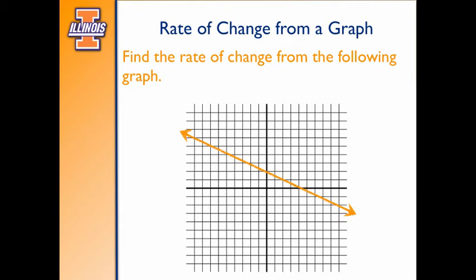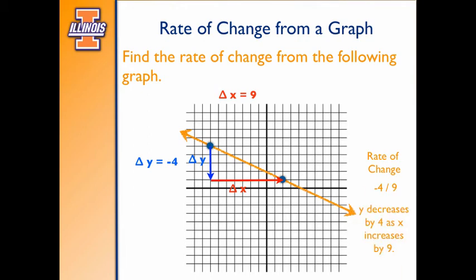Now let's try it again with a different graph. So I pick 2 points, and then I calculate my delta y first. In this case, delta y is going down. That tells me it's going to be a -4 delta y since I'm decreasing. Delta x still goes to the right. I count the spaces, I get 9. So delta x is equal to +9. I find the ratio of delta y to delta x, I get -4 over 9. That tells me that my y value decreases by 4 as my x value increases by 9.